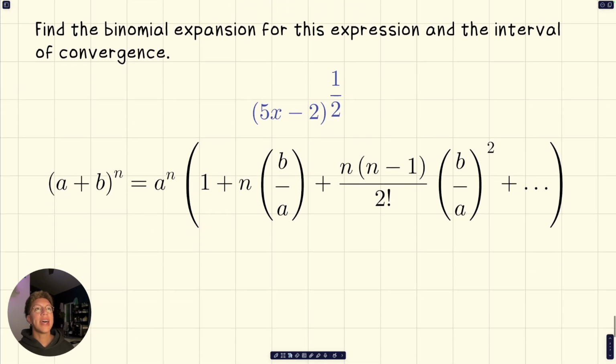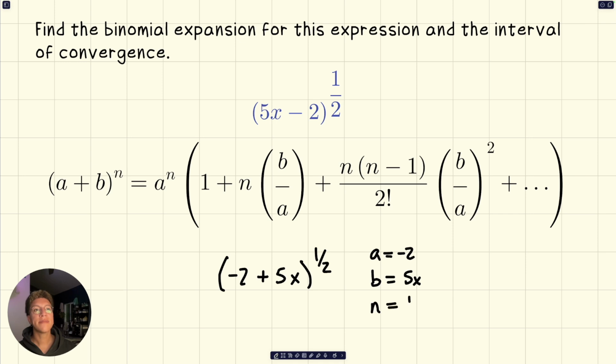First thing to notice is that our expression here is not in standard form. So the very first thing we have to do is take this and rewrite it so that it's in the form given by the formula. In this formula here, we see our value of a. So a is given as -2. b is going to be our second term, it's going to be 5x. And n is going to be equal to 1/2.